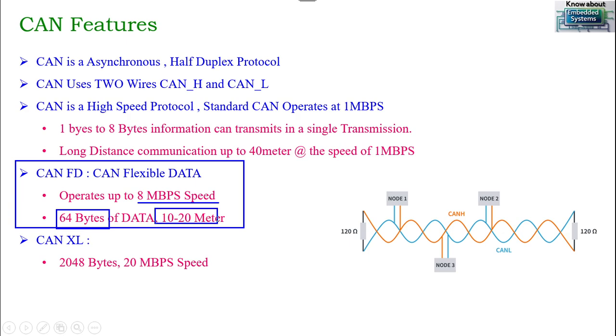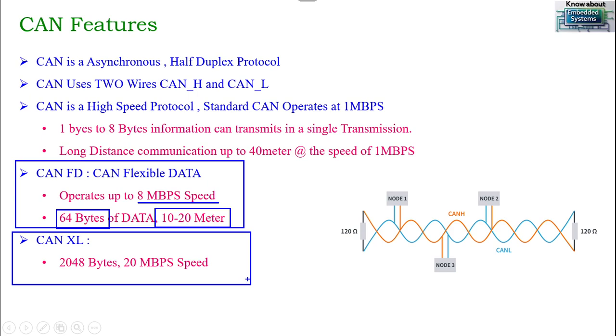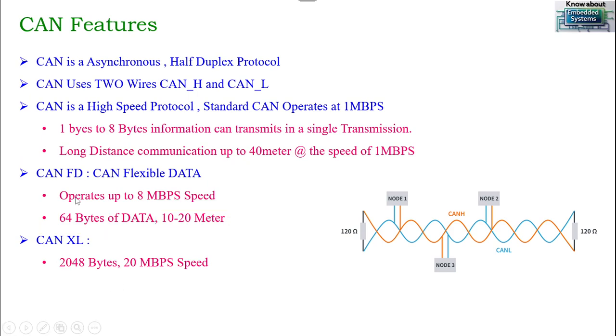and we're able to transmit up to 64 bytes of data, and the range of communication is about 10 to 20 meters. Then one more extended CAN we have is called CAN XL. This is CAN FD and this is CAN XL. So CAN XL is capable of 2048 bytes and 20 Mbps speed. The distance is limited to only up to 10 meters. So these are all the different variants of the CAN.